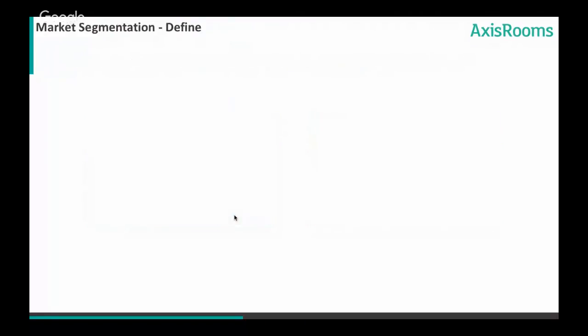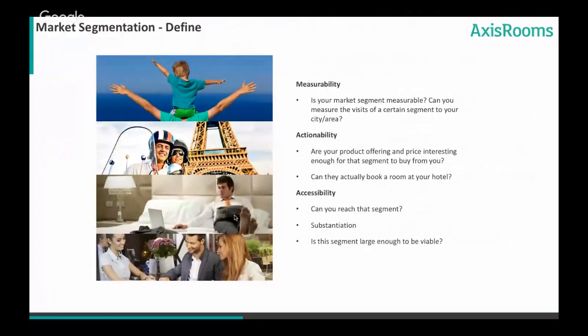Now you can actually do that from the minute you come off the call today. Because how do you actually do that? Well, you take your data that you have and you take these four aspects that I'm going to talk about now, and you start benchmarking it against these points. So, measurability. You look at the segment, you look at the data and you say, okay, the business that I want to actually focus on, is it measurable? Can you measure the visits of a certain segment to your particular area?